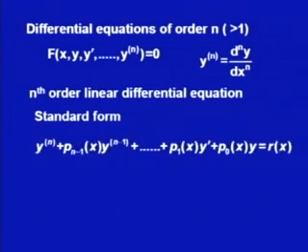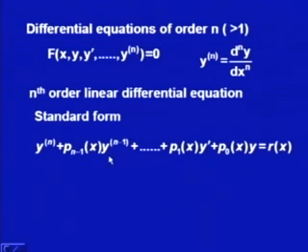y n plus p n minus 1 x y n minus 1, the n minus 1th derivative of y, plus and so on, p 1 x y dash plus p naught x y is equal to r x. This equation is of order n. We see the highest derivative occurring in this equation is of nth order. So, the order of this equation is n.